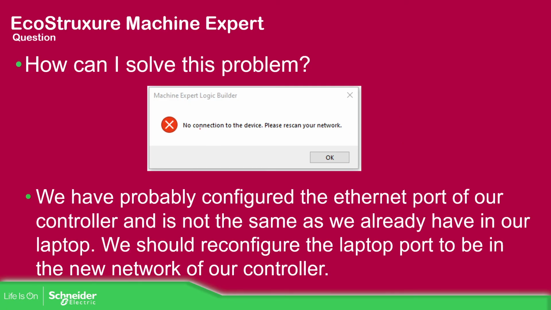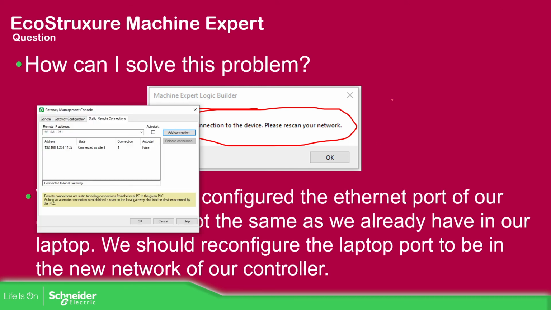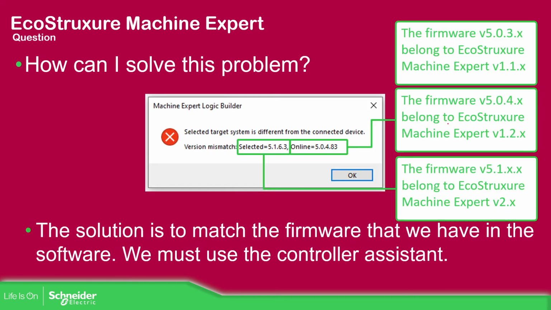If you have this message, probably something is wrong with the cable, so you need to check the configuration of your cable in order to make it work. Try to make the ping and everything that I have shown you. And it's important to check over here on the gateway management that you have this. If it's connected as client, then you should be able to connect easily with the controller.